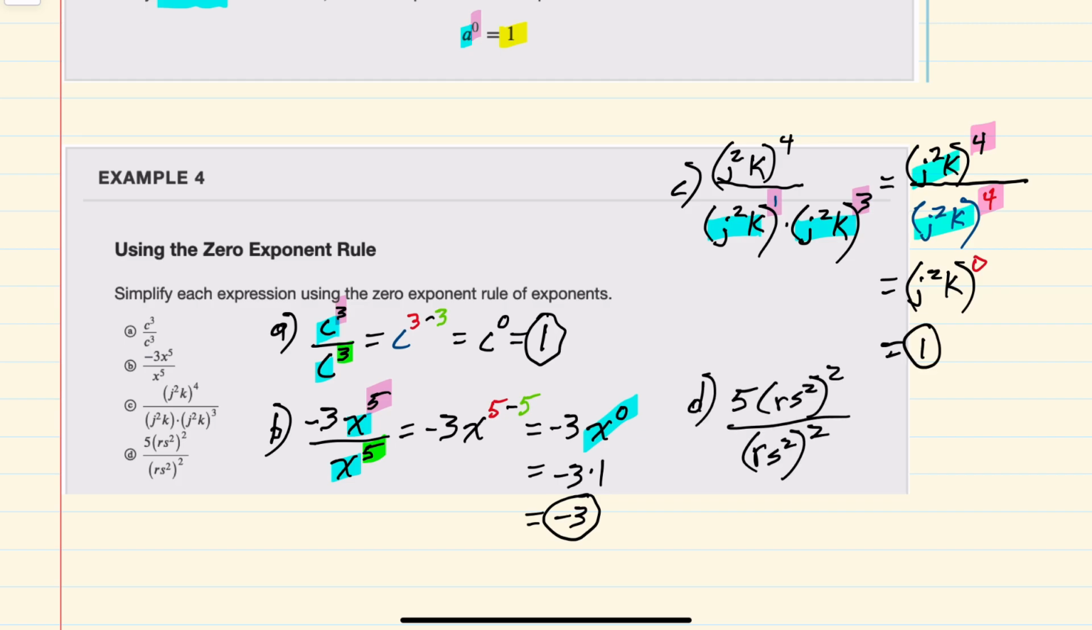For d, we see in our expression a common base, rs squared, being raised to exponents. The 5 is not a part of that, but since those bases are the same, we can write it as a single base, rs squared, and then the power of the top minus the power of the bottom again gives us 0. The base raised to the 0 exponent would simplify to 1, and then 5 times 1 is our simplified expression.